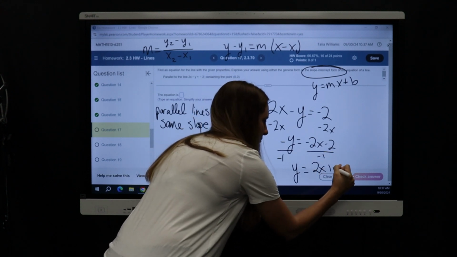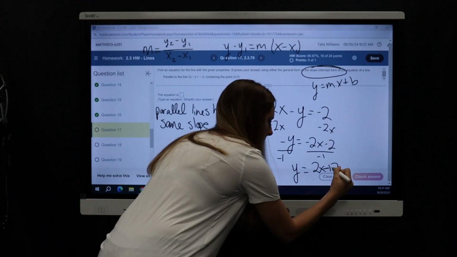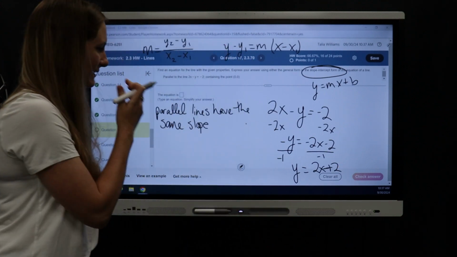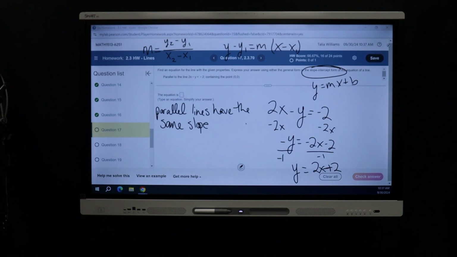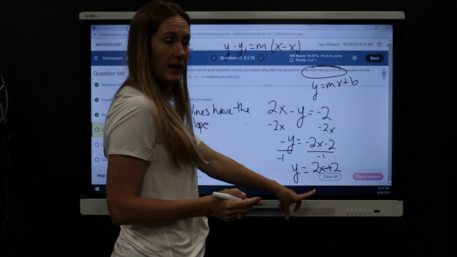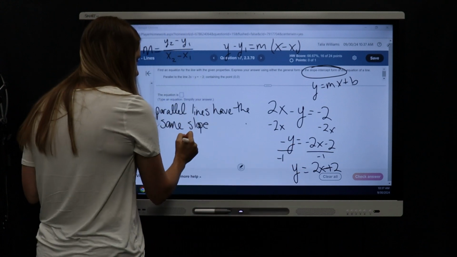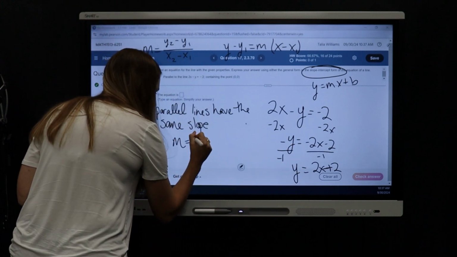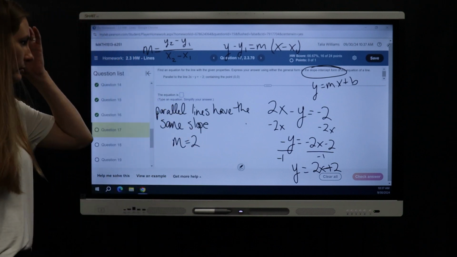Negative divided by a negative is positive 2. So our slope, which we just found, is always with x when it's solved in slope-intercept form. So our same slope is 2.